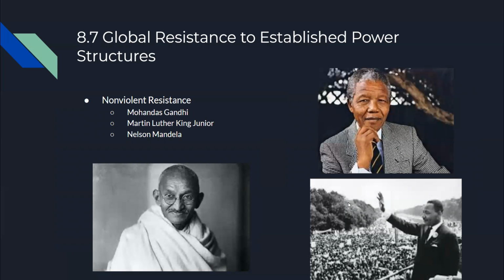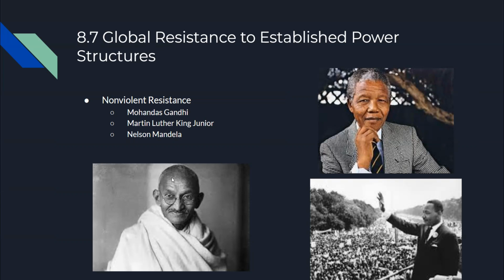So 8.7, now we're almost done. Woo. So 8.7, global resistance to established power structures. So nonviolent resistance as a path to change. So there were many protests against colonial rule and for civil rights also. And some of the main leaders who went for nonviolent resistance were Mohandas Karamchand Gandhi, Martin Luther King Jr., and Nelson Mandela. And all three of these people were using nonviolence in their later years, in order to get their people free or to get civil rights.